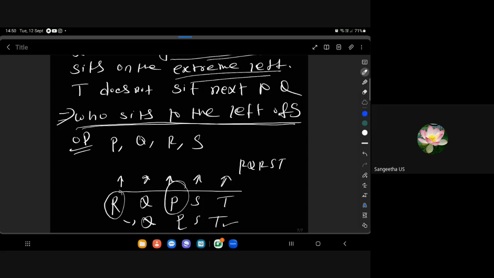I think this mathematical reasoning part is completed. From the next class, we'll start the aptitude part. I have already posted the questions in the group. Again, I'll post. You try to solve these problems up to direction and sitting arrangement. If you face any problem, you can ask. Okay. From the next class, we'll start mathematical aptitude.